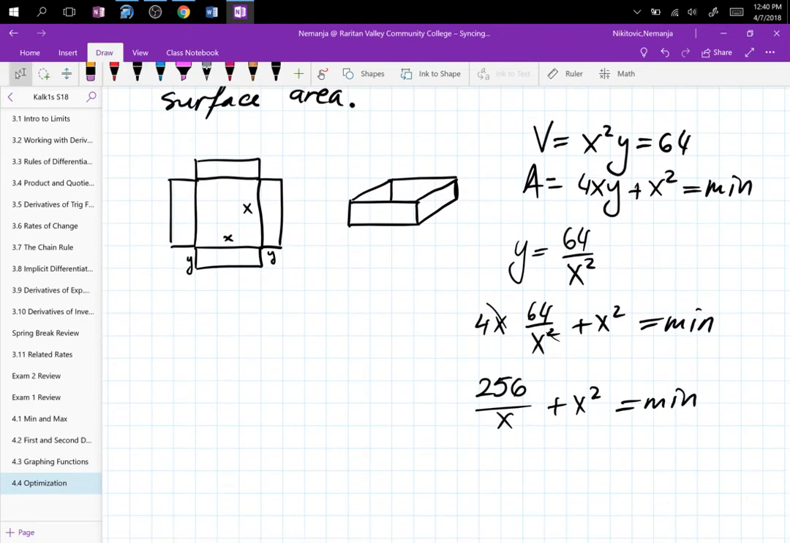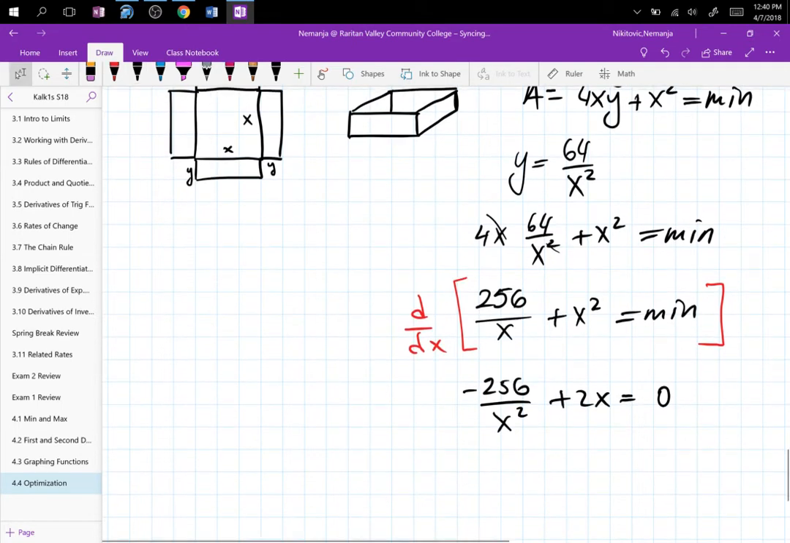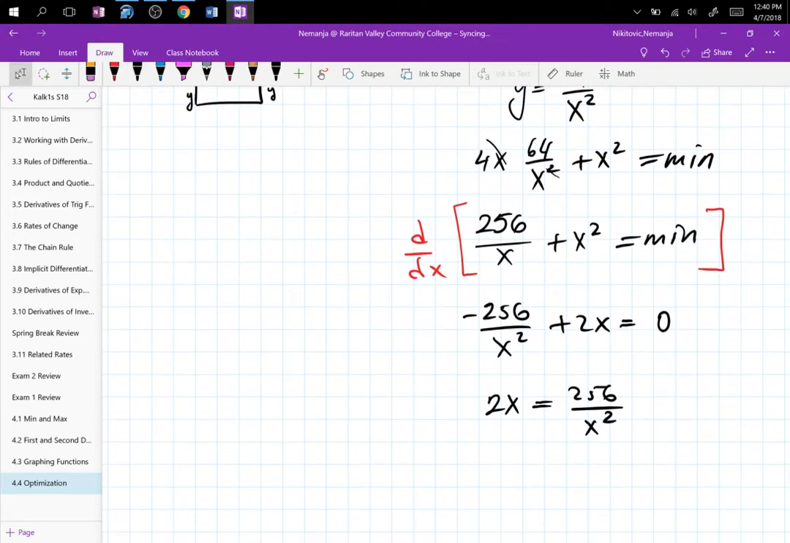As soon as you get rid of the second variable, and as soon as you simplify everything, this is where you hit it with the derivative. So the derivative over here is negative 256 divided by x squared plus 2x is equal to 0. To solve this, you shift 256 over x squared to the right. Cross multiply, move the 2 to the right, so we have x cubed equals 128.